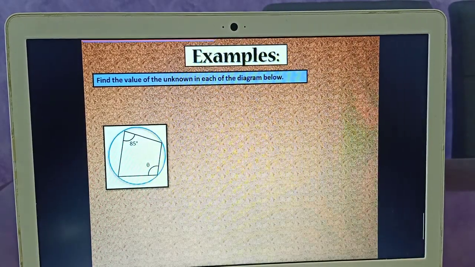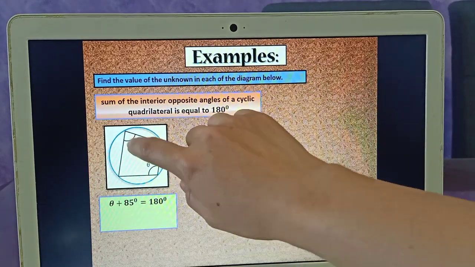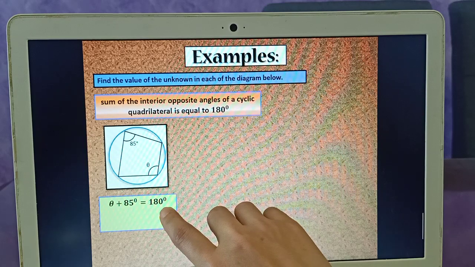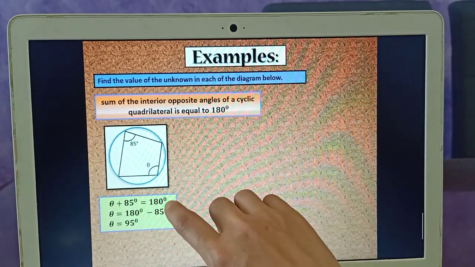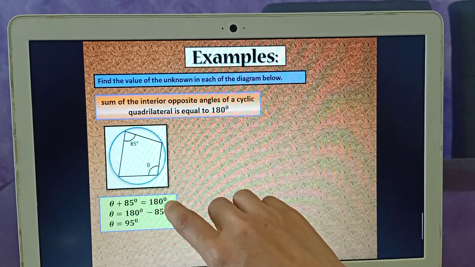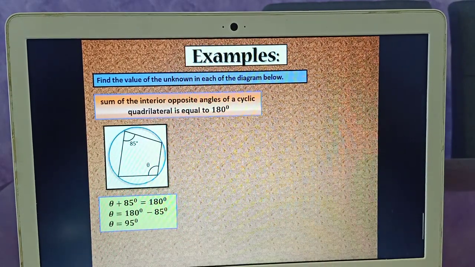So first of all, I make the equation. The sum of the interior opposite angles is 180 degrees. So to find theta, it is equal to 180 minus 85. So we will get 95 degrees. Let's say in the exam, you want to skip step 1. Is it okay? Yes, okay, no problem. You can start with the second step to save time.